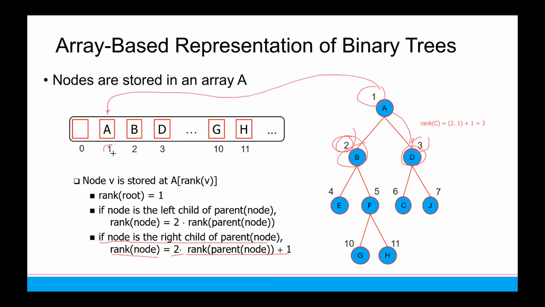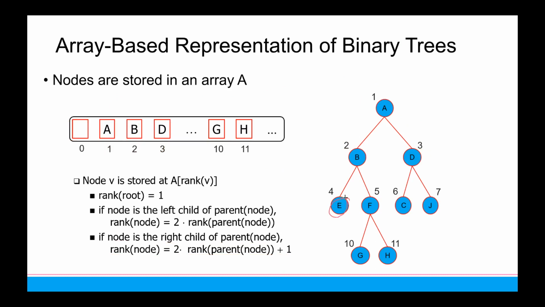So in index 1, we put A. In index 2, we put B. In index 3, we put D. What about index 0? Why is it empty? Because if we use multiplication, 2 multiplied by 0 is always 0. That's why we start with 1, because whenever you do the multiplication, you will have a value.